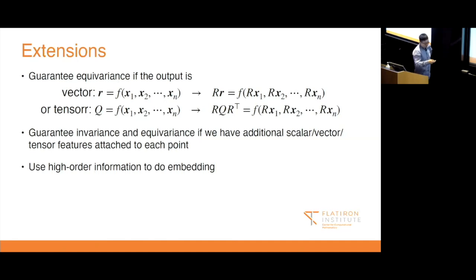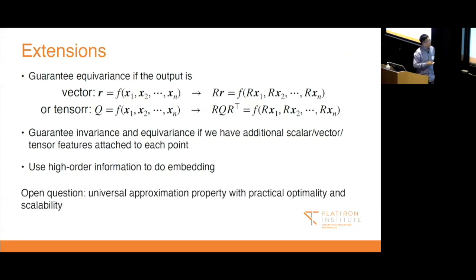Further, when we do embedding, we only use the magnitude of xi prime. So this is like the zeroth order information, and it is not a universal approximation. If you want to make your model more expressive, you can use some higher order information for the embedding. This is also possible. So this line of research is still ongoing. I think one big open question is: can we find some ansatz that has the universal approximation property with practical optimality and scalability?